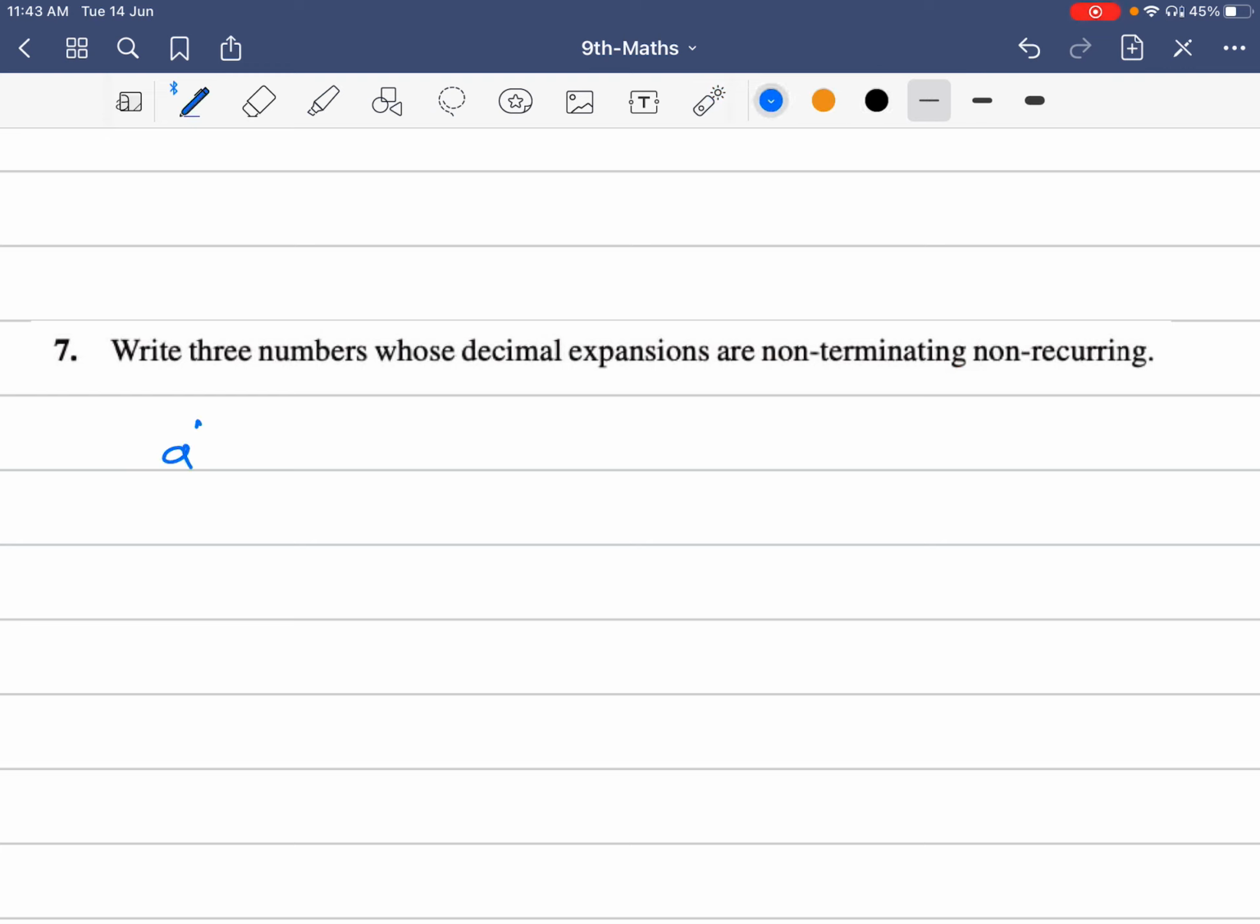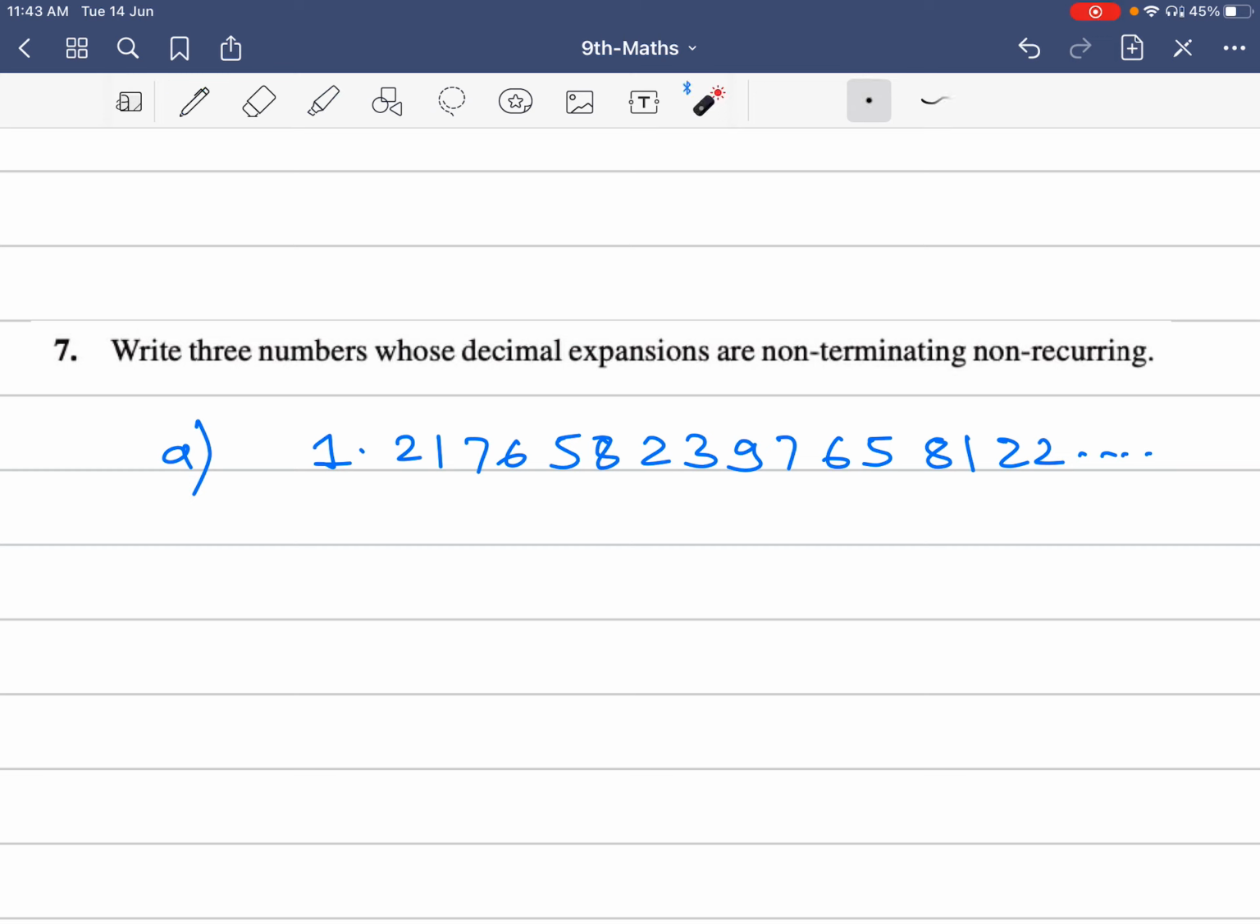So let's go with our number 1. So it can be anything. It can be 1.2176582397658122 dot dot dot. So note, in this number, this is a valid number on our number line.